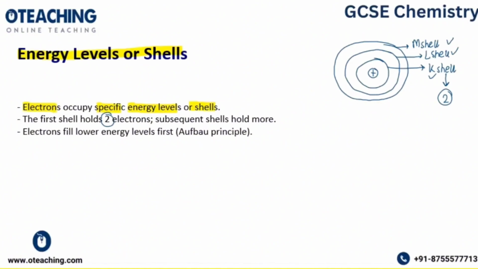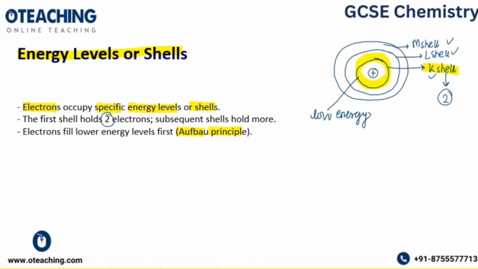This was given by Aufbau as the Aufbau principle. What is the Aufbau principle? It states that first the lower energy shells are filled and then we go further. That means electrons are first filled in the lower energy shells. The K shell is present close to the nucleus, so it must have low energy as compared to the L shell and M shell.